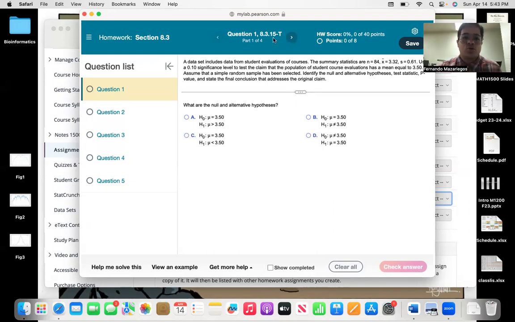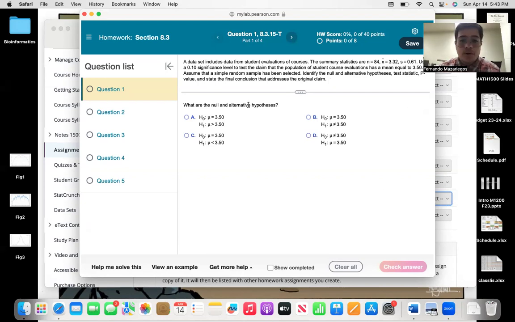So let's do question 1. A data set includes data from student evaluations of courses. The summary statistics are n equals 84, x bar equals 3.32, and s equals 0.61. Use a 0.10 significance level to test the claim that the population of student course evaluations has a mean equal to 3.50. Assume that a simple random sample has been selected. Identify the null and alternative hypothesis, test statistic, p-value, and state the final conclusion that addresses the original claim.